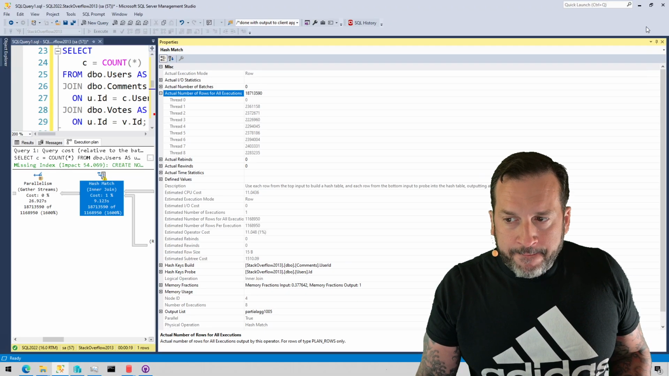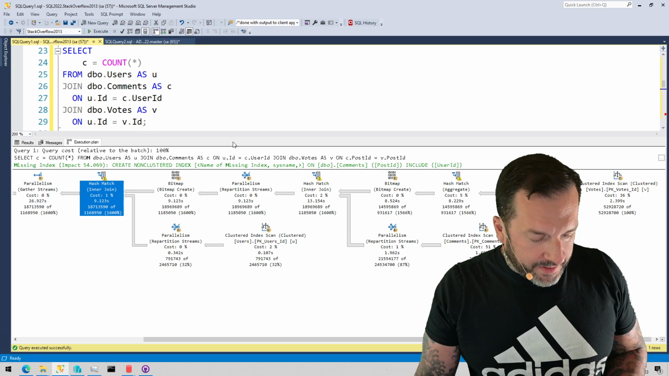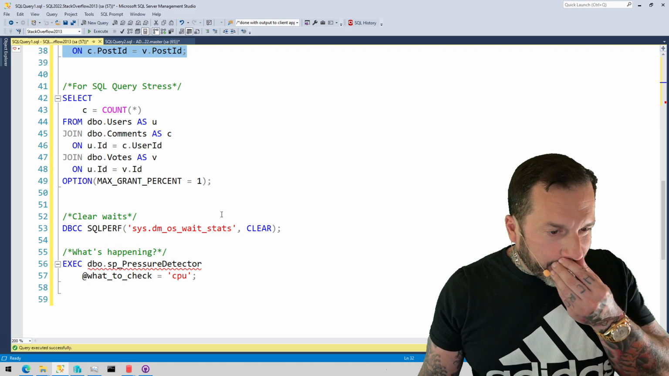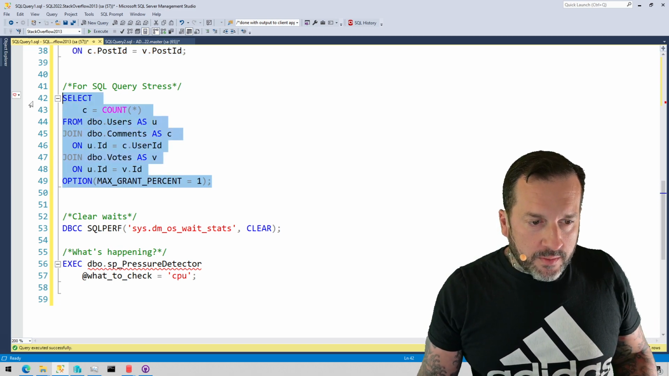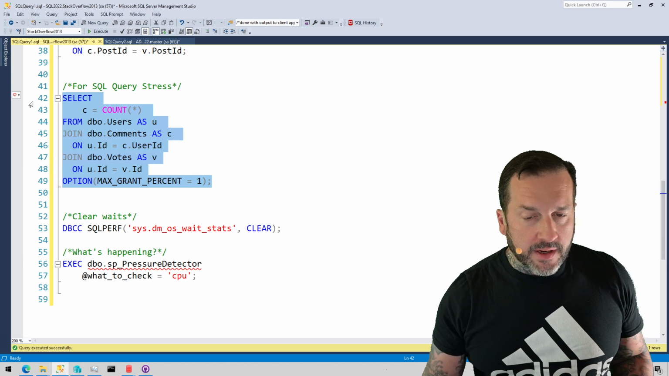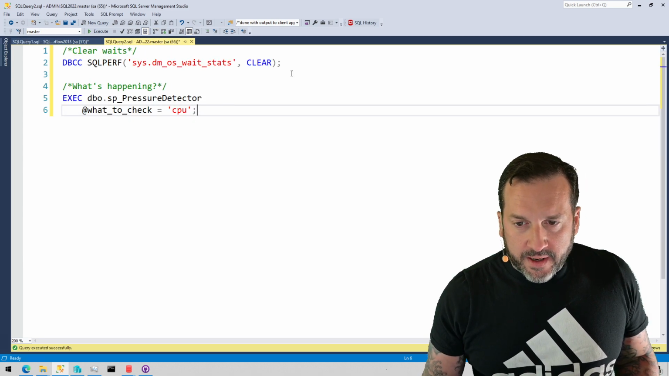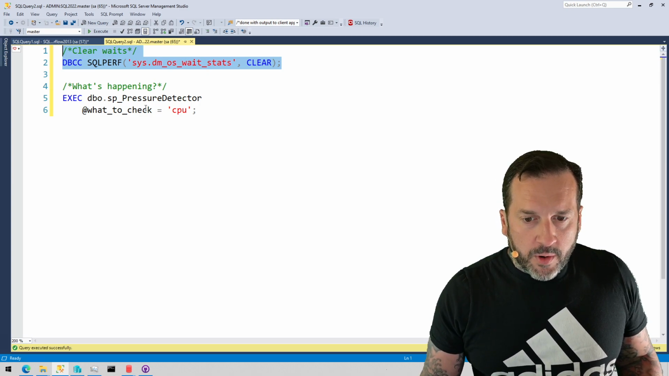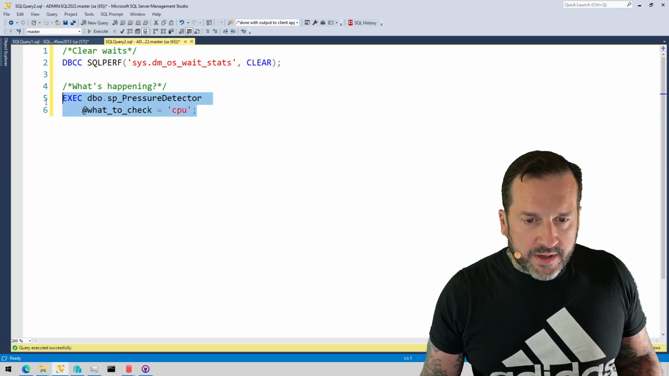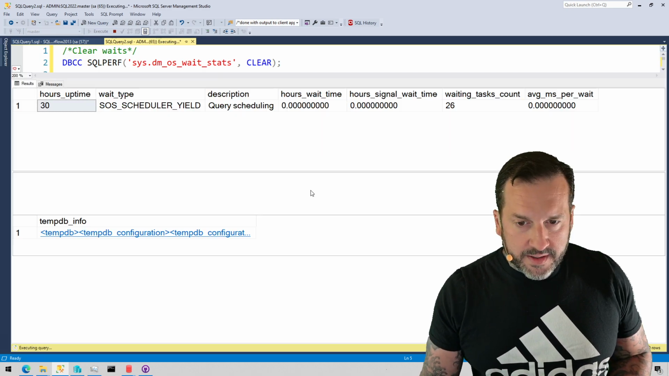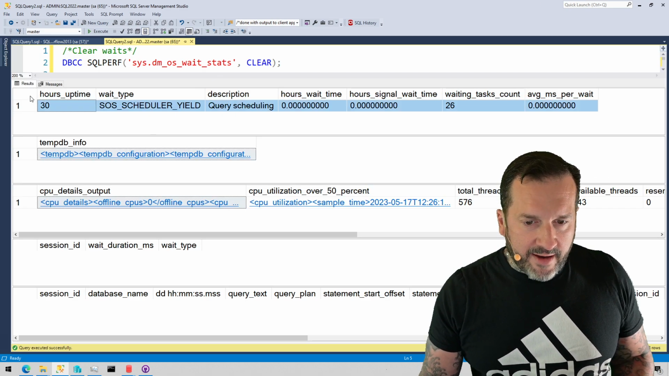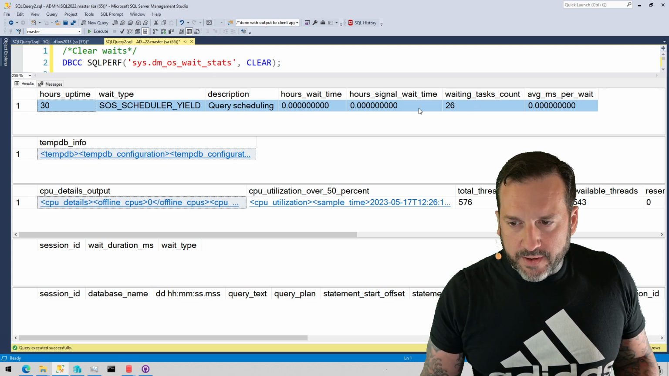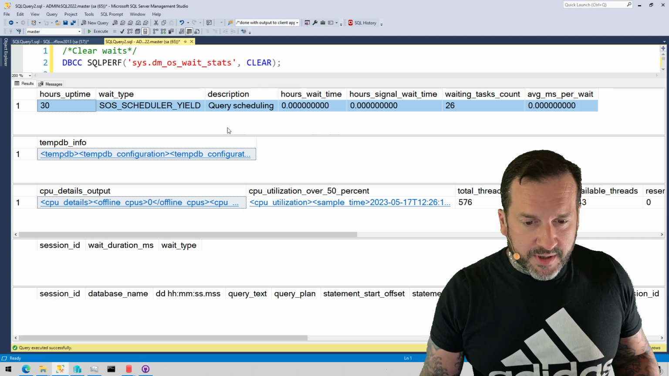All right. So with all that out of the way, we're going to use SQL Query Stress again, and we're going to run this query in it, which you may recognize from the remote DAC video. I've already got this window set to show remote DAC stuff, and we're going to use sp_PressureDetector to check on CPU issues. Right now I don't really have much going on here. I have some SOS_SCHEDULER_YIELD waits, but I just cleared out wait stats, so we don't expect to see much of anything.